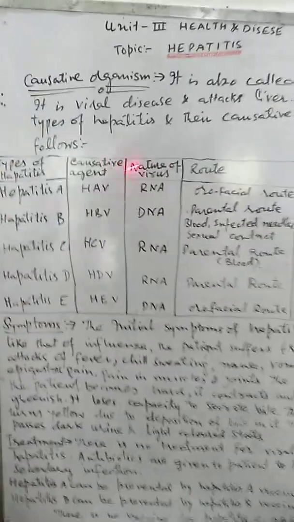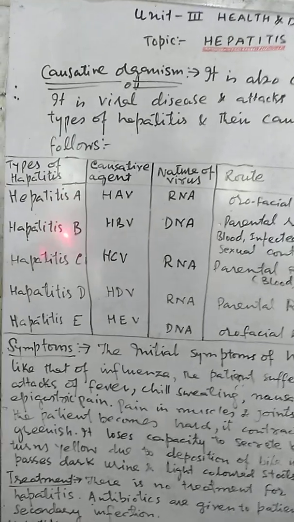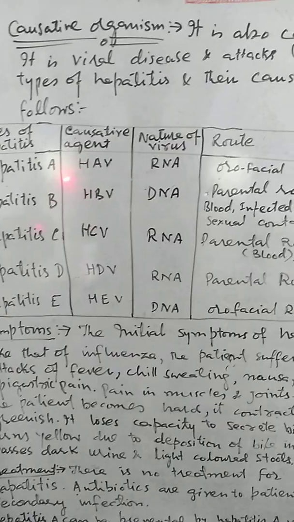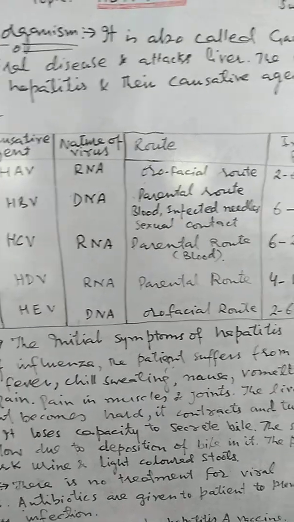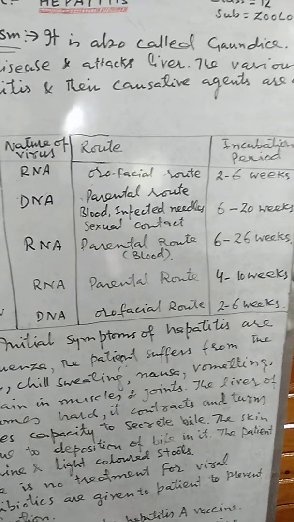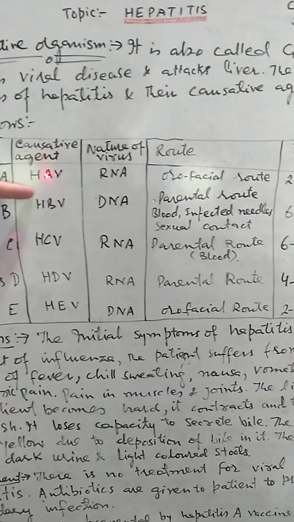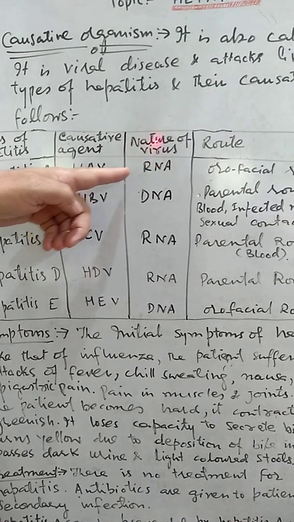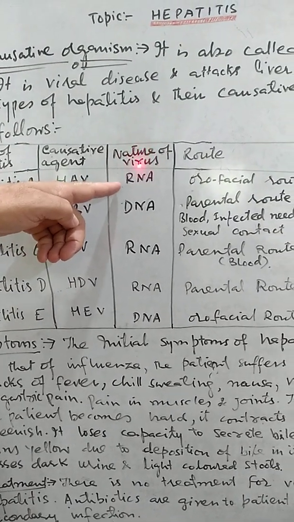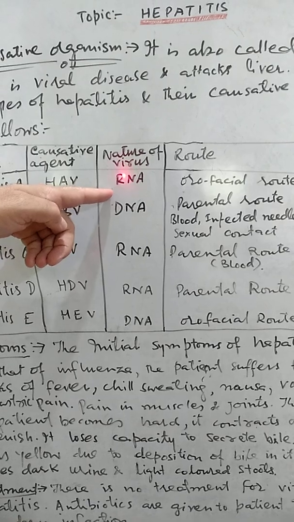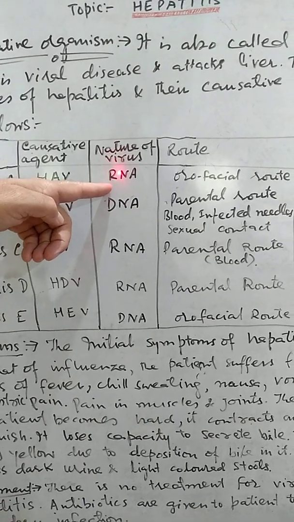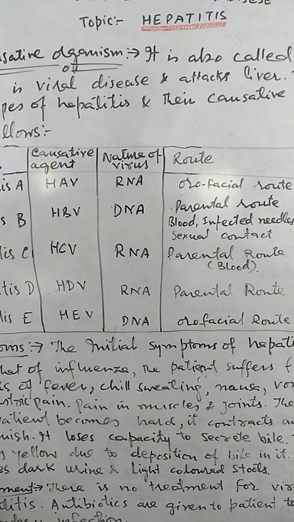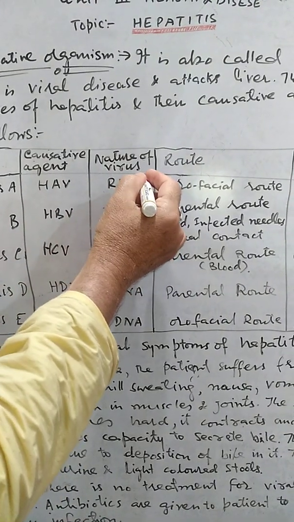This chart has hepatitis A, hepatitis B, hepatitis C, hepatitis D, and hepatitis E. As far as hepatitis A is concerned, the causative agent is hepatitis virus A. This is a viral disease, but this virus is single stranded. It is an RNA type virus. This virus is single stranded.